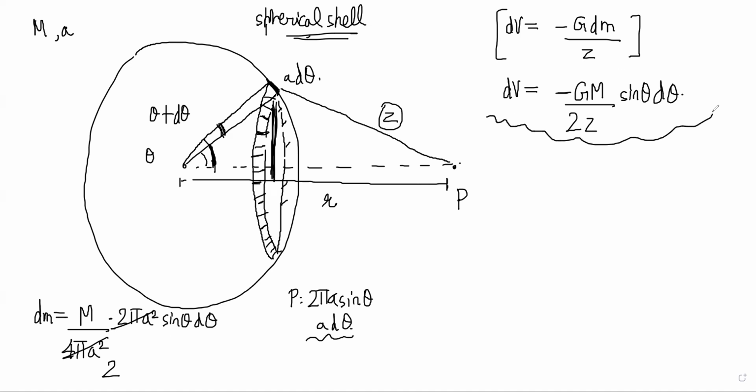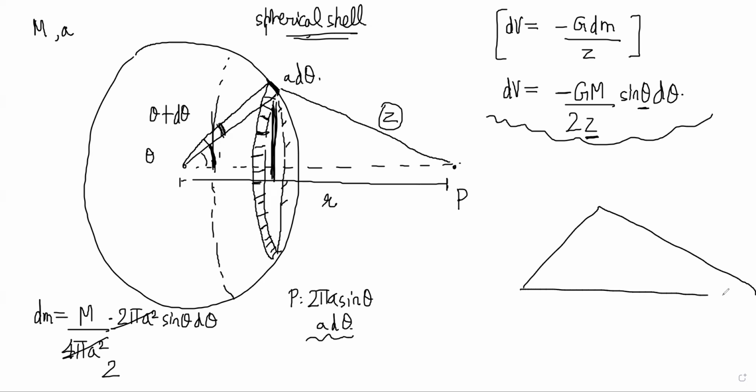This is coming as my potential expression due to the ring, but the problem is that I cannot directly integrate because two unknowns are there. Z is also a variable, theta is also a variable. As you change the position of a ring, both Z and theta will vary. So I cannot integrate over two different variables. So I have to make it into a single variable if possible. If you want to do that, you will have to use some information about triangles. Let's say this is a point, this is Z, this is R, this is A, and this is theta.